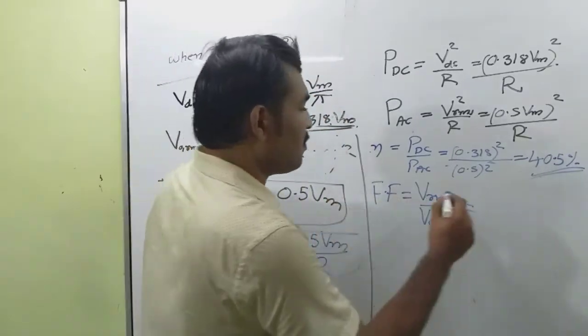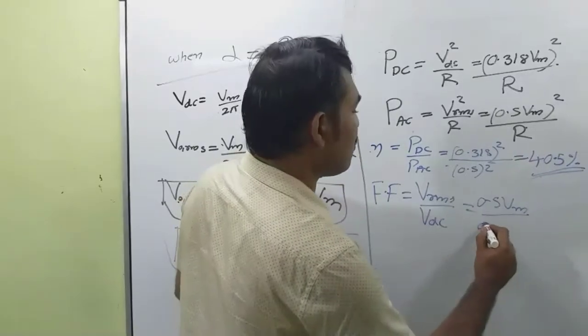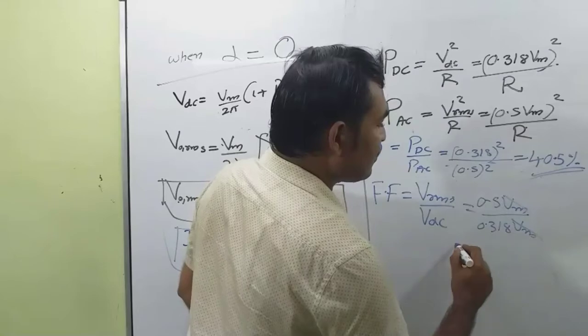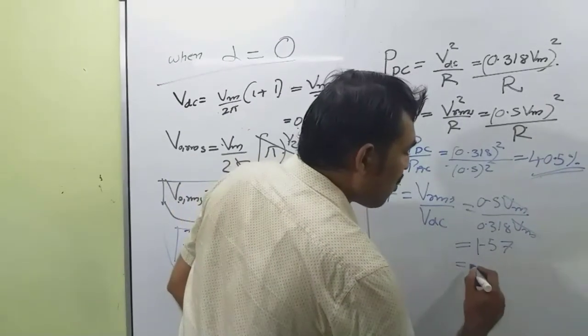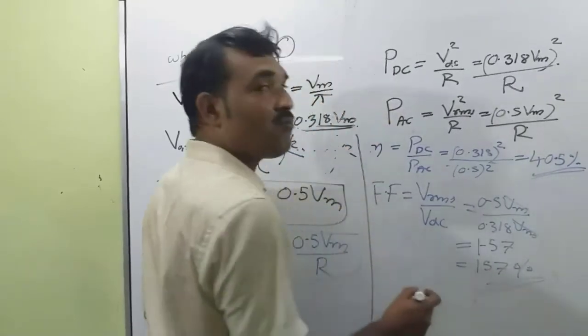Vrms is 0.5 Vm divided by 0.318 Vm. Vm and Vm cancel. So this is equal to 1.57 or 157%. This is the form factor.